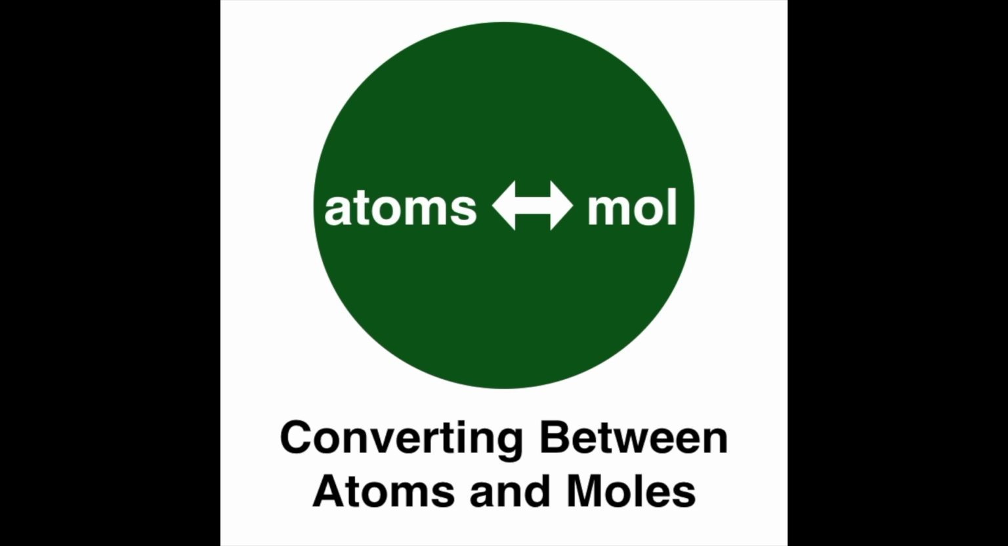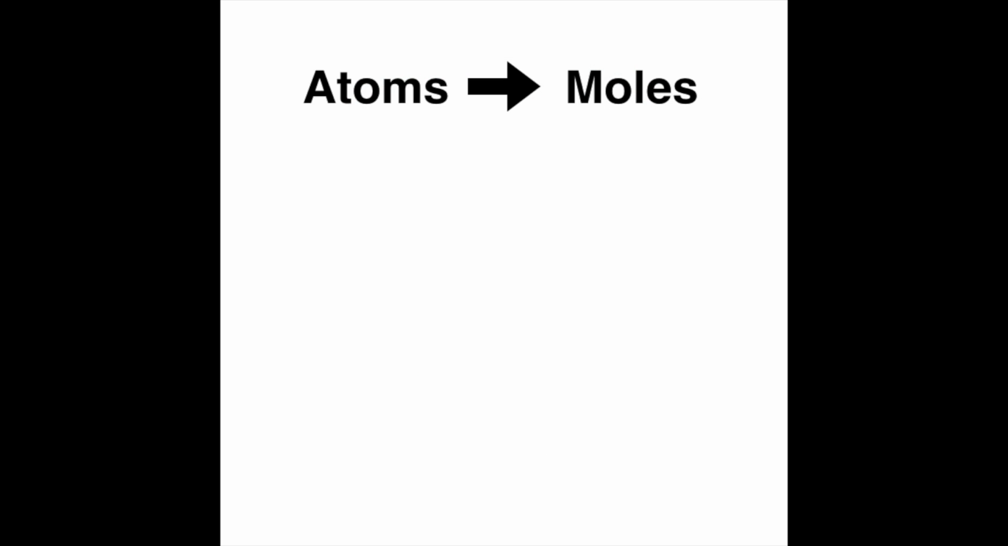In this lesson, we will take a look at the steps required to convert between the number of atoms of an element and the number of moles of an element. In order to convert between atoms and moles, we must use Avogadro's number. Let's take a look at an example.